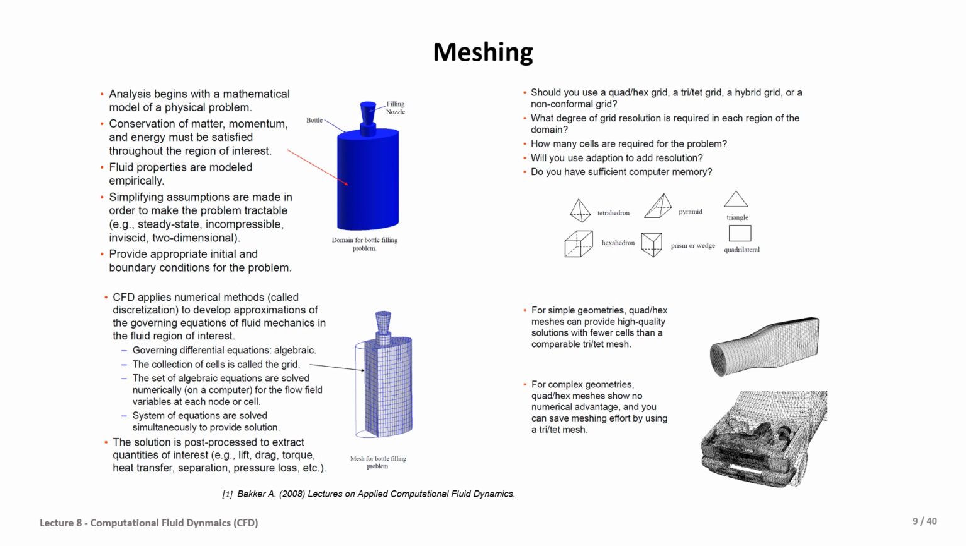Usually there are some general statements. For example, for simple geometry, quad and hex meshes can provide a high quality solution with fewer cells compared with the tri and tet meshes. For complex geometry, quad and hex meshes show no numerical advantage, and usually it's best to use the tri and tet meshes. So these statements help us to use the correct meshes for meshing the domain of the problem. On the left hand side you can see an example of using meshing to discretize a problem.